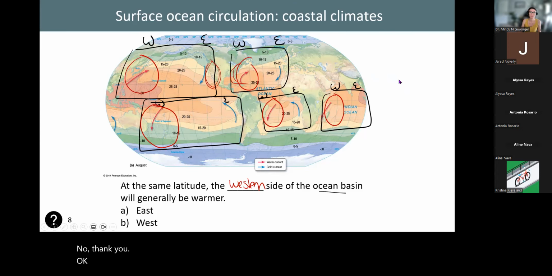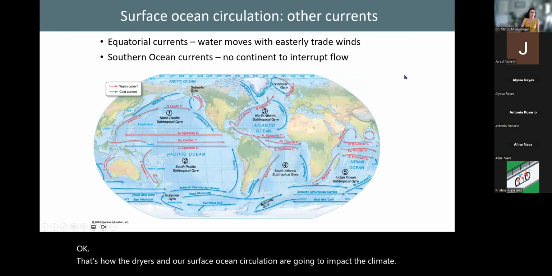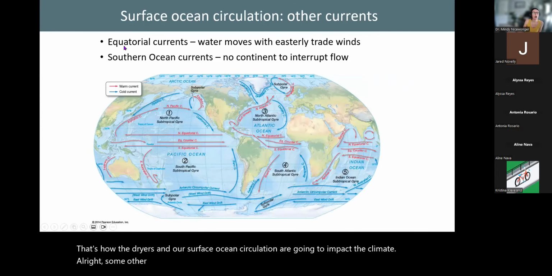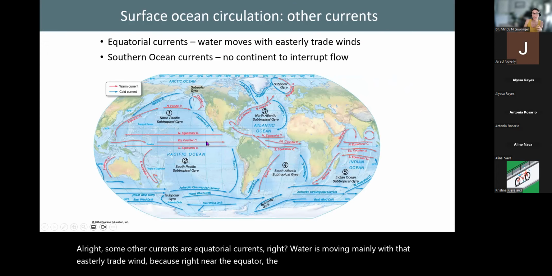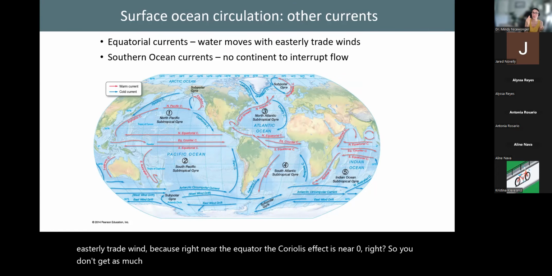Okay. That's how the gyres and our surface ocean circulation are going to impact the climate. All right, some other currents are our equatorial currents, right? Water is moving mainly with that easterly trade wind because right near the equator, the Coriolis effect is near zero, right? So you don't get as much deflection in the surface ocean current. Rather, those currents are moving mostly east-west.